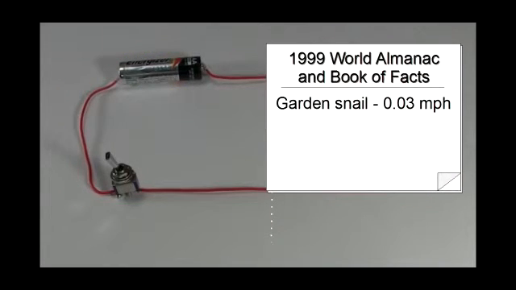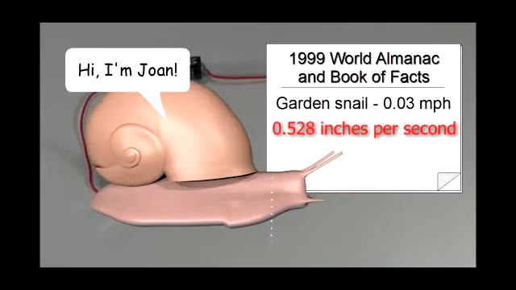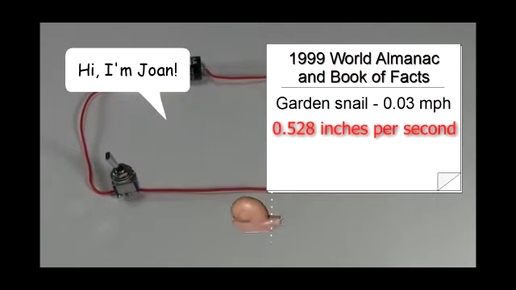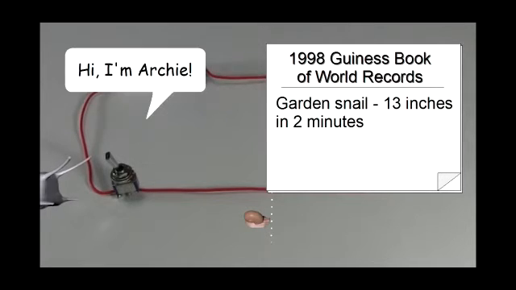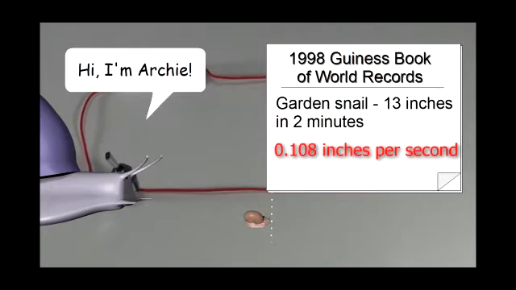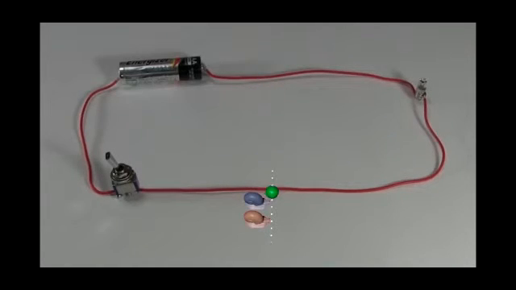According to the 1999 World Almanac and Book of Facts, a garden snail can move at a whopping 0.03 miles per hour. That's 0.528 inches per second. We'll call her Joan. The 1998 Guinness Book of World Records says that a garden snail named Archie went a whopping 13 inches in 2 minutes. That's 0.108 inches per second. This is Archie. And here's our electron. We'll talk about how fast it moves later.